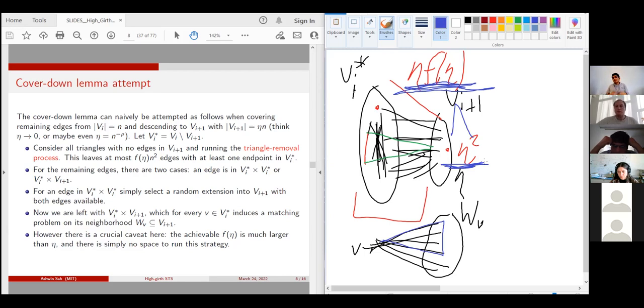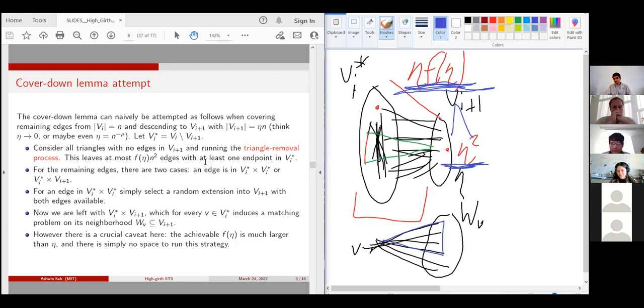And in fact, we want it to be much, much less, just so that we can say that the next stage still looks like a complete graph, or a quasi-random graph, to get some control instead of having no control. So we need this f of eta to be much smaller than eta for there to be space to run the strategy, just by space constraints. So the problem is that we cannot run the triangle removal process long enough. And so this seems to tank the strategy.